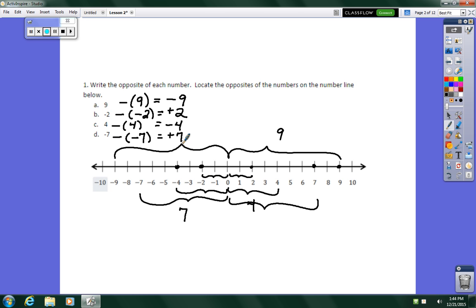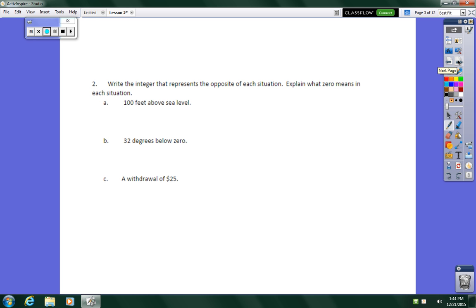Okay? So the next example we have, I'm actually going to have you do these in Educanon as I read them. Okay? We're going to write the integer that represents the opposite of each situation. Explain what 0 means in each situation. So 2a, 100 feet above sea level. Please write the opposite of that. 2b, 32 degrees below 0. Please write the opposite of that. 2c, a withdrawal of $25. That's when you take money out of your account. Please write the opposite of that.